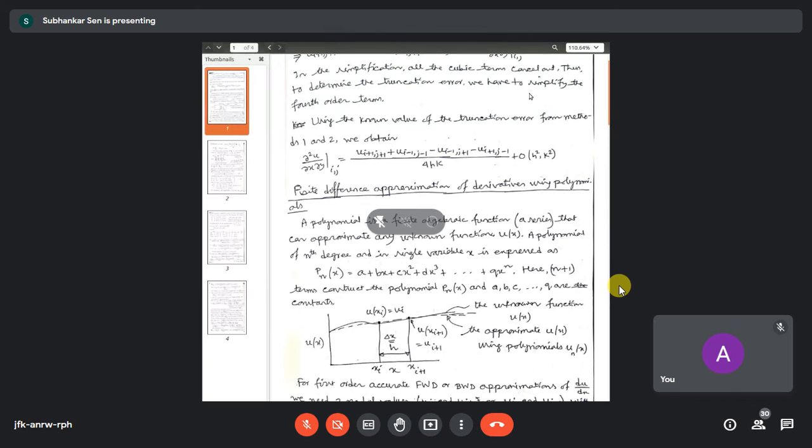As we have discussed in the previous classes, a polynomial is an algebraic function. This is a finite series. This can be used for approximation of any unknown function. Suppose you are solving for temperature, velocity or pressure, how the velocity, pressure, temperature, etc. are changing in the domain is unknown. We don't know, but we can approximate that.